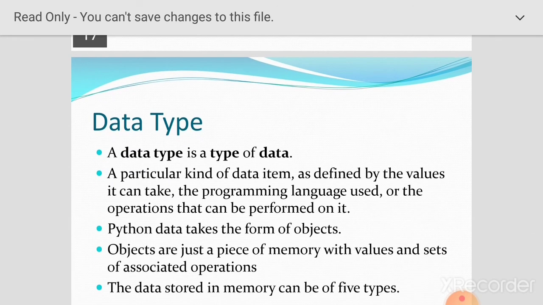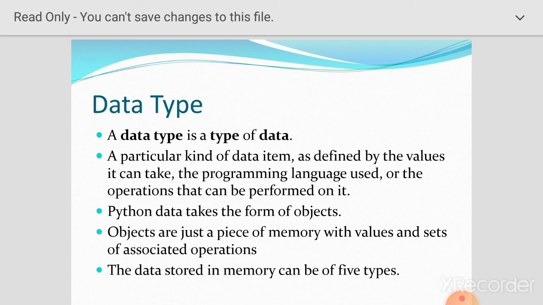Okay, children? Now coming to data type. First of all, what is a data type? Data means some information. Type means its type. So together a data type is a type of data. It is nothing but a particular kind of data item as defined by the values it can take, the programming language used, or the operations that can be performed on it.